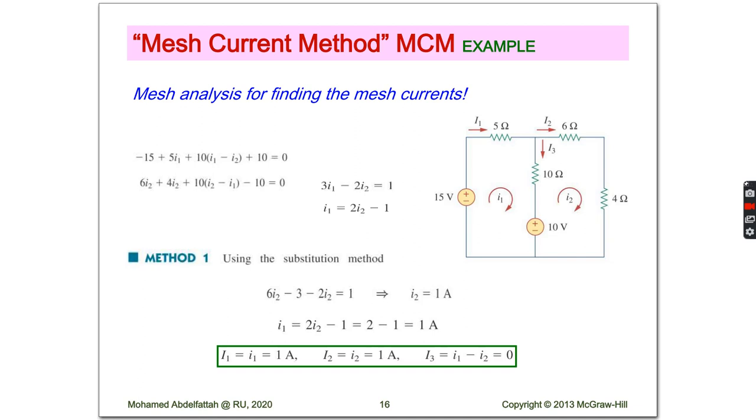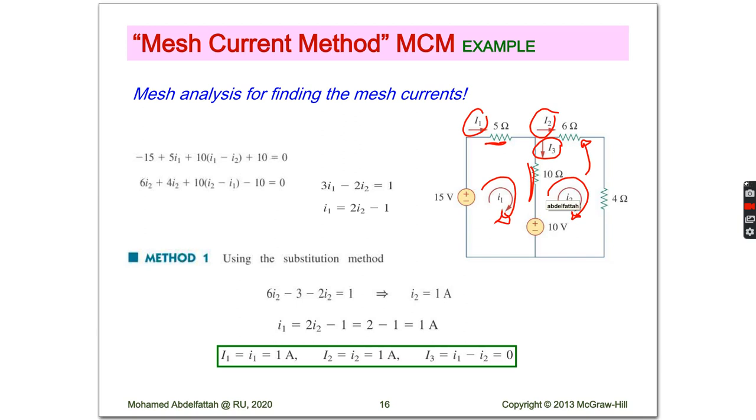Let's have a numerical example to learn how to use the mesh current method. First step, assume the mesh currents in the circuit. We have two meshes here and two mesh currents, I1 and I2. Please note that these mesh currents are not usually equal to the branch currents. We have branch currents I1, I2 and I3. The mesh current I1 equals the branch current I1 through the 5 ohm resistance. Same, the mesh current I2 equals the branch current I2 through the resistance 6. But in the common branch, the current equals the difference between the mesh currents.